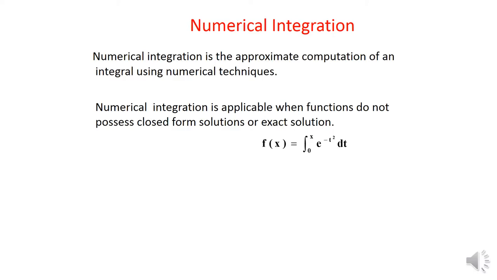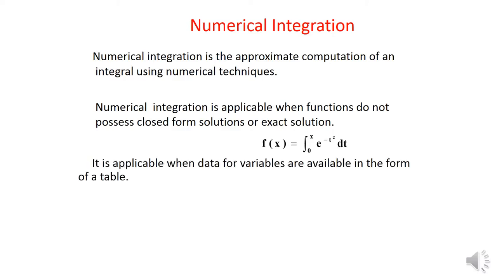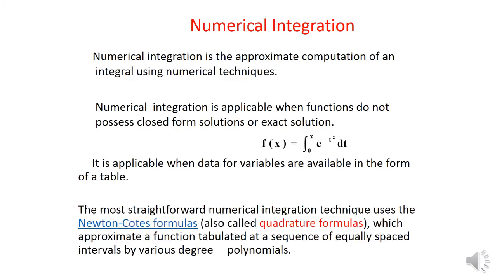The second case is when data points are available in a tabular form. It means it is applicable when data for a variable are available in the form of a table. Then we can find the area under the curve, that is the integration. The most straightforward numerical integration technique uses the Newton-Cotes formulas, also called quadrature formulas, which approximate a function tabulated at a sequence of equally spaced intervals by various degree polynomials.